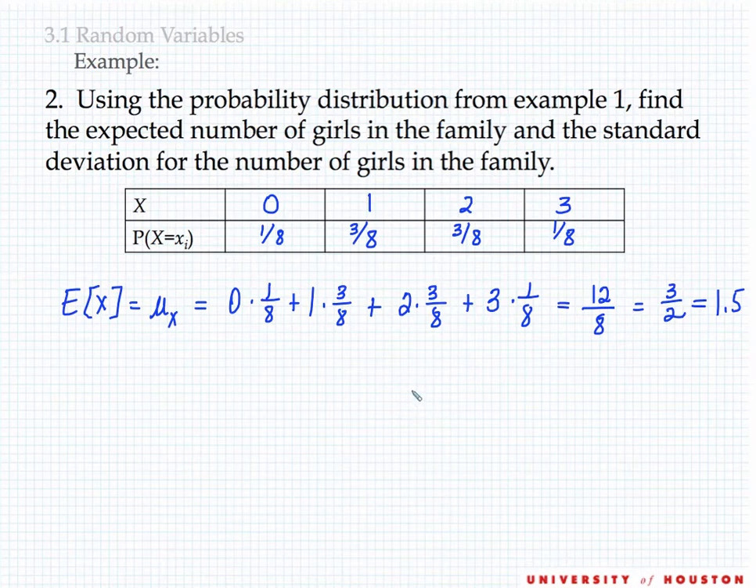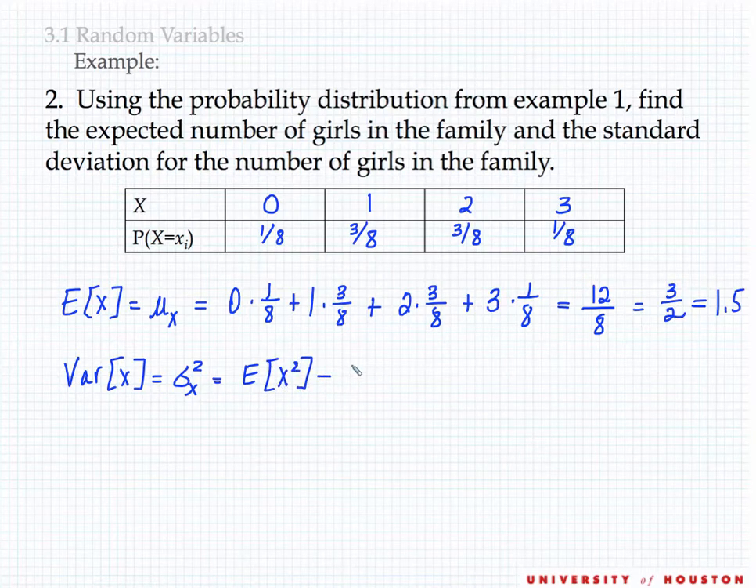Now before I can get the standard deviation, I need to get the variance. I'm going to use the formula for the variance: the expected value of x squared minus the expected value of x, all squared. Well, this value right here is the 1.5 that I just found, so I'm going to plug that in there. But how do I get the expected value of x squared?